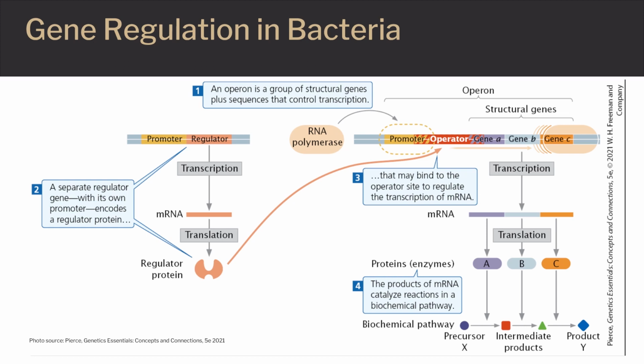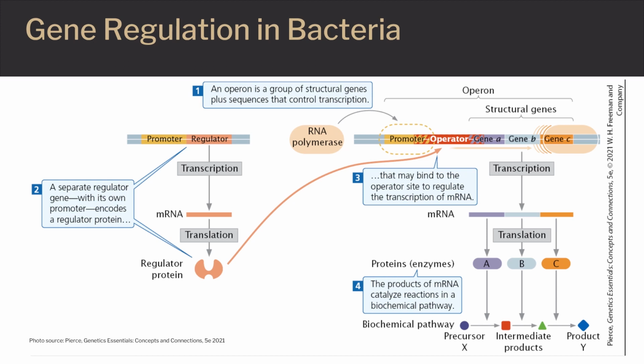At one end of the operon is a set of structural genes, shown as gene A, gene B, and gene C. These structural genes are transcribed into a single mRNA, which is translated to produce enzymes A, B, and C. These enzymes carry out a series of biochemical reactions that convert precursor molecule X into product Y.